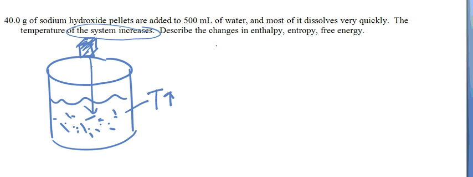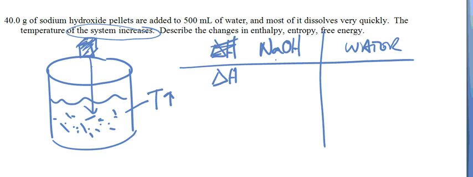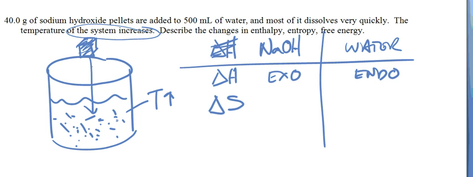So here again, when we talk in terms of delta H for the sodium hydroxide and for the water itself, what's happening to the sodium hydroxide? Well, once this starts to dissolve and it causes the solution's temperature to increase, then the sodium hydroxide is very exothermic. This is a very, very warm process. And the water itself is endothermic. It's absorbing that energy. And then the entropy: since the sodium hydroxide goes from a solid to aqueous ions, we have an increase in the disorder.